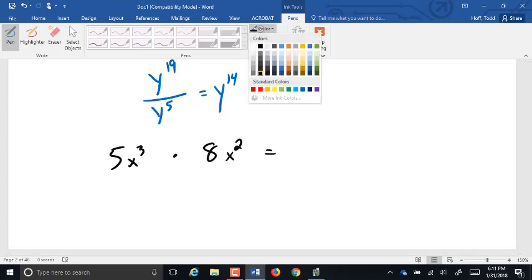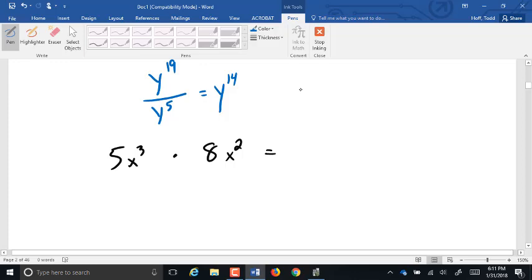So now we can combine it together a little bit here. 5x to the 3rd times 8x squared. We're going to combine the counts. What is 5 times 8? 40. And then we're also combining the names. X to the 3rd times x squared, x to the 5th.